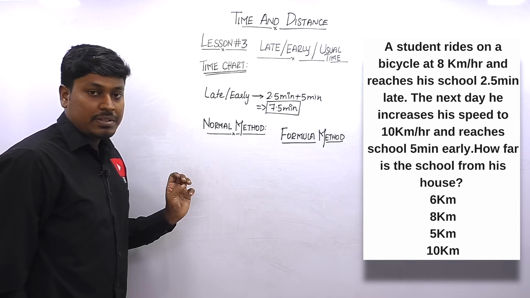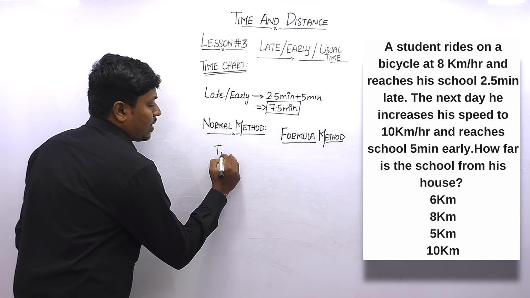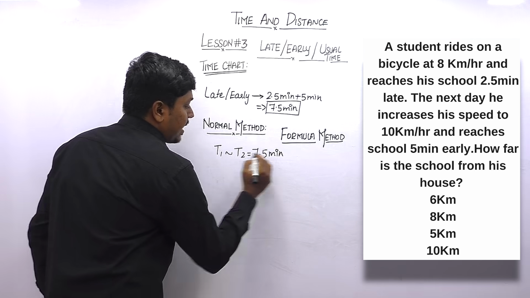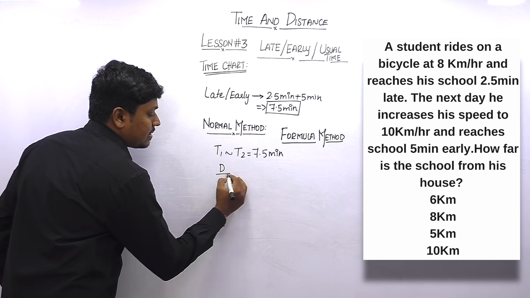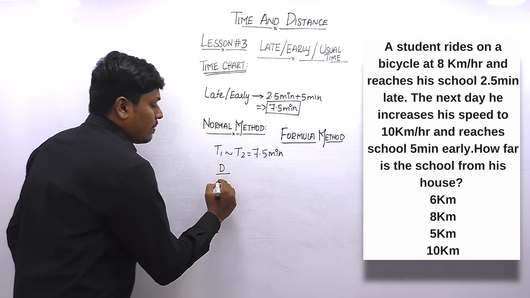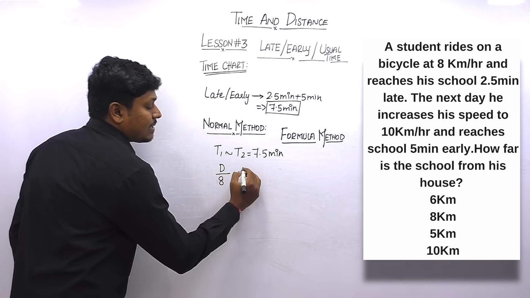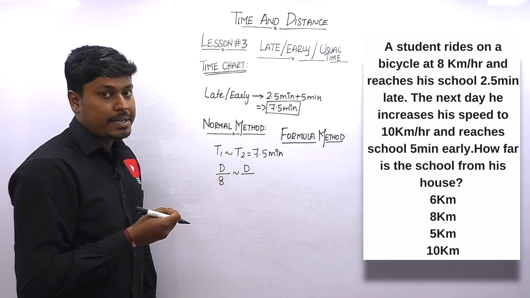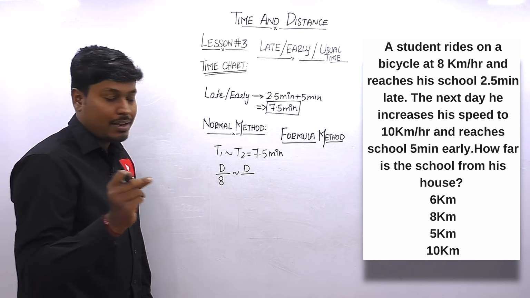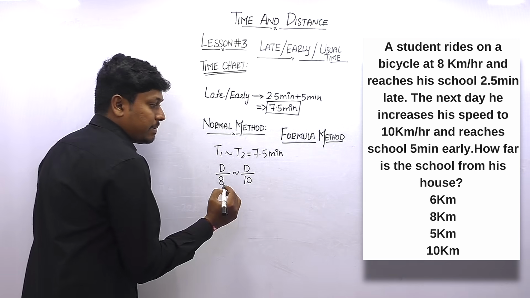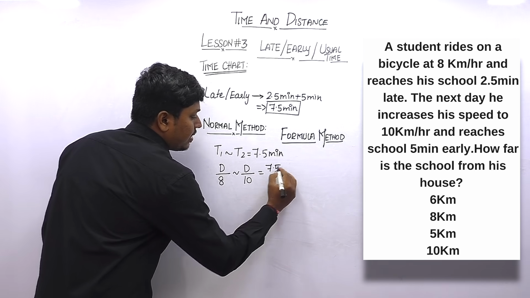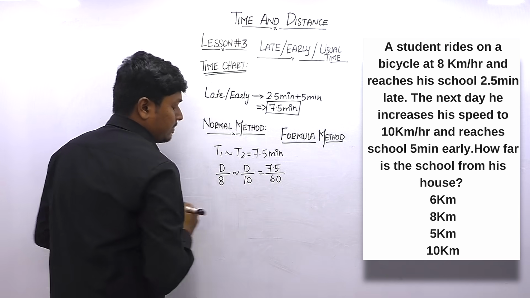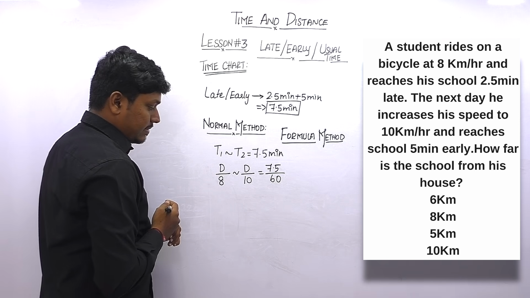So initially we can solve this question by the normal method. So time 1 minus time 2 is equal to 7.5 minutes. Time will be distance divided by speed. So distance divided by the first speed, which is 8 km per hour, minus distance divided by the second speed, he increased the speed to 10 km per hour. So now he is running at the speed of 10 km per hour, is equal to 7.5. Let me convert the 7.5 into hours, which is 7.5 divided by 60. Next is d divided by 8.